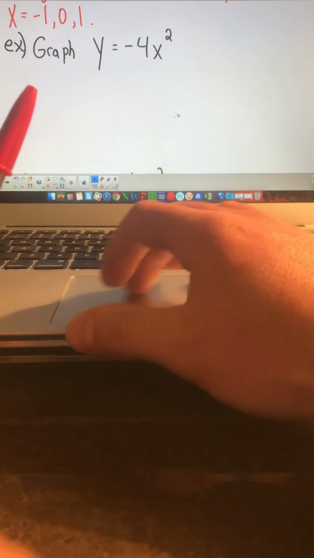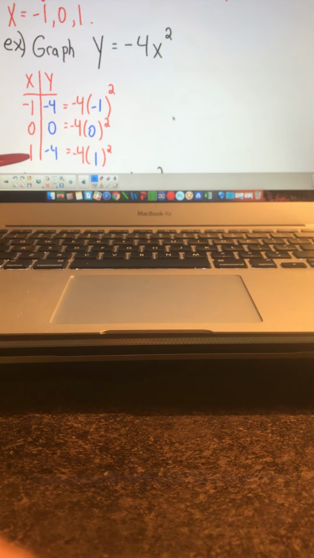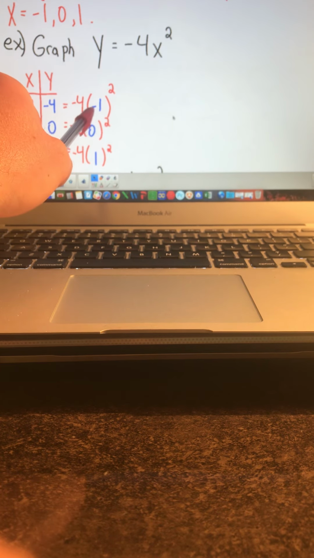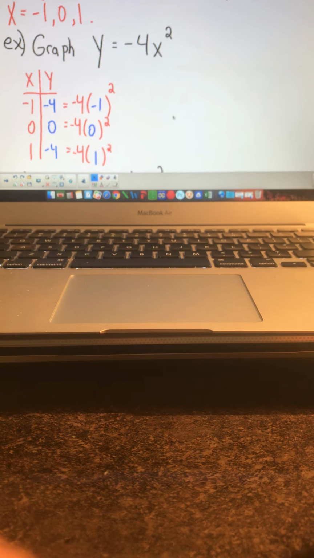I'm making an x and y chart for this. So I'm plugging in -1, 0, and 1. I'm plugging them in for x. Make sure you put parentheses around it. You have to plug it in just like I have it here, because in this one, it's key because of that negative. You will get an incorrect number here. So we plug in -1, 0, and 1. These are our y values that we get.